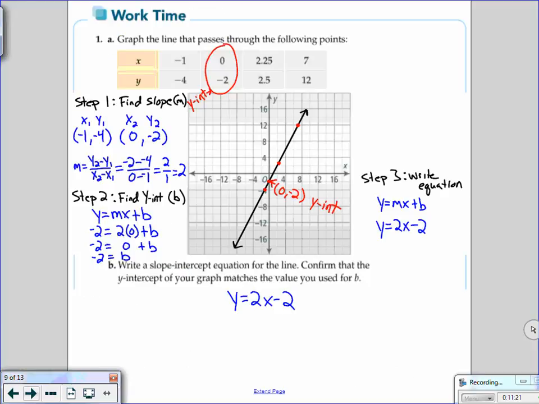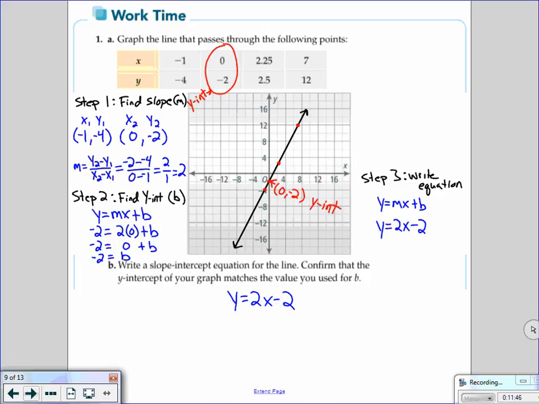Okay, so in this first problem here, we need to graph the line that passes through the following points. So I went ahead and I plotted those 4 points on the graph, as you can see, and I drew a line through them. So there's my line. Part B was to write a slope-intercept equation for the line. That's in y equals mx plus b.